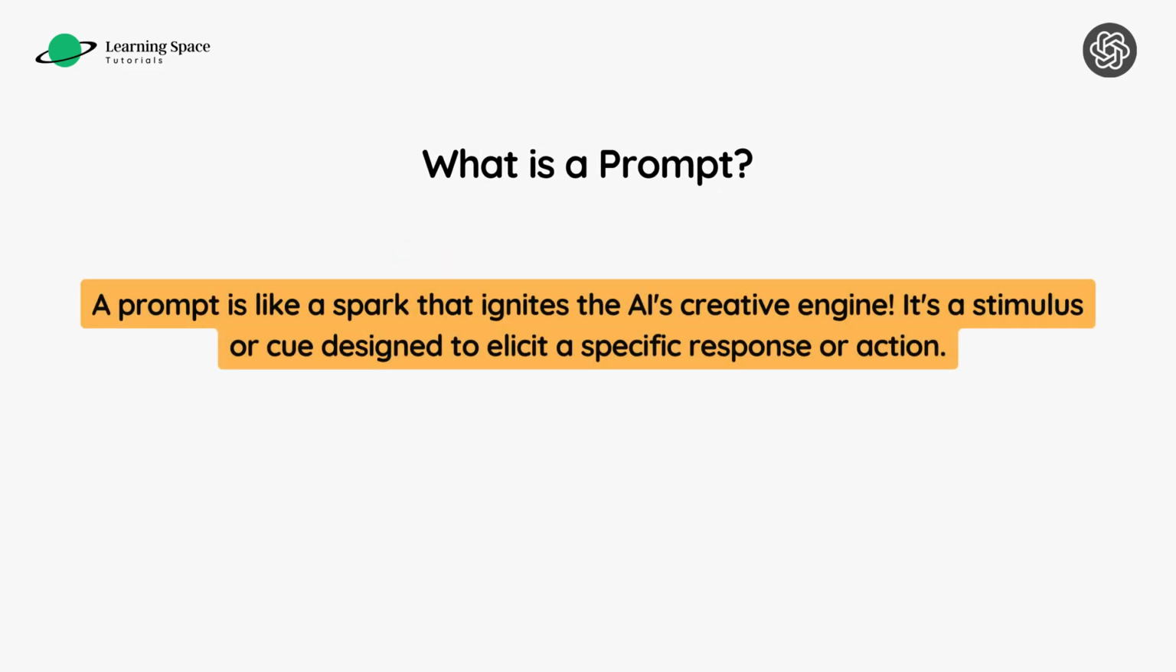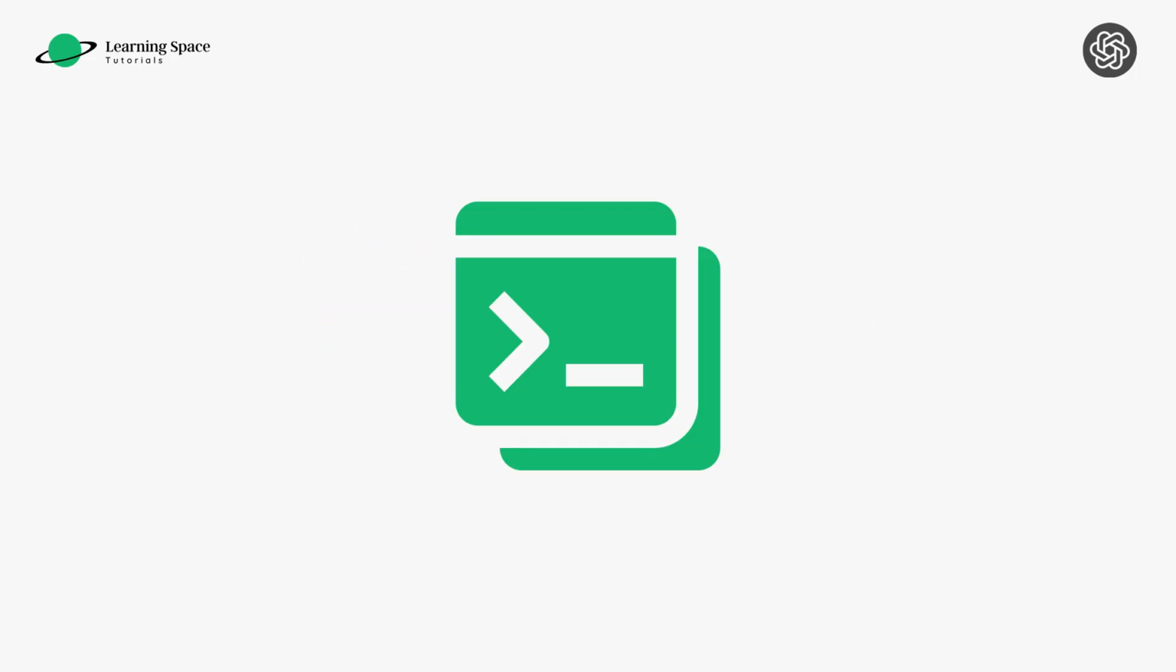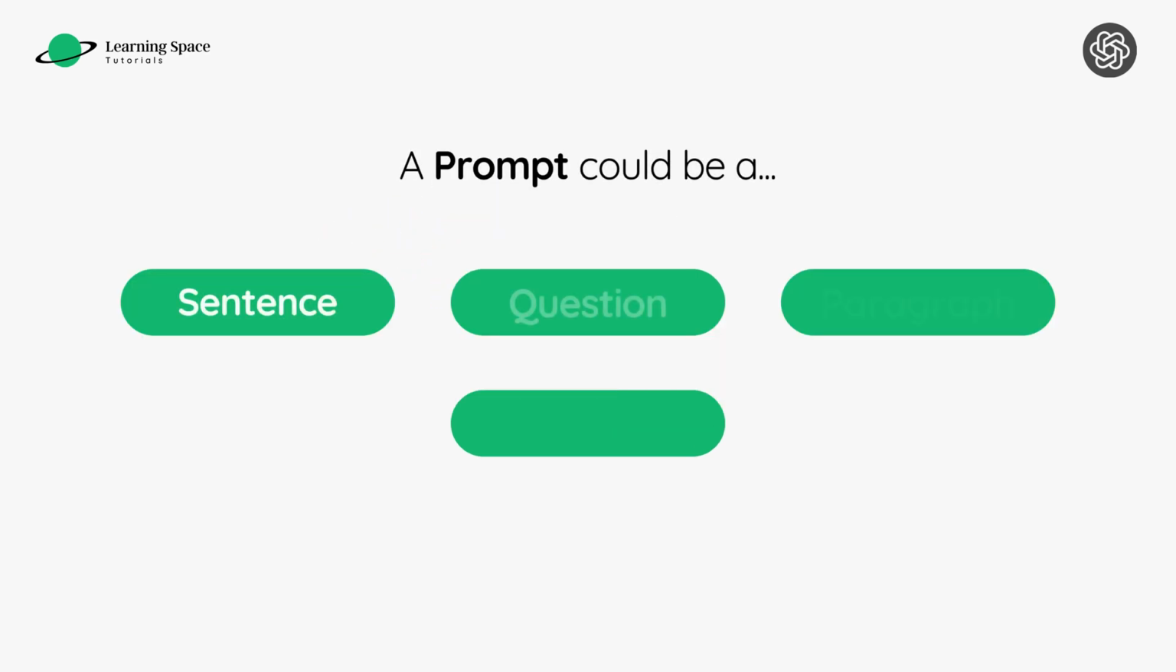A prompt is like a spark that ignites the AI's creative engine. So it's a stimulus or cue designed to elicit a specific response or action. In the world of natural language processing, NLP, and large language models, a prompt serves as the input that kicks off the magic. So it could be a sentence, a question, a paragraph, or even a detailed instruction. Imagine asking a model to write a story, solve a problem, or answer a question. Whatever you ask, the prompt sets the stage for the AI to perform.